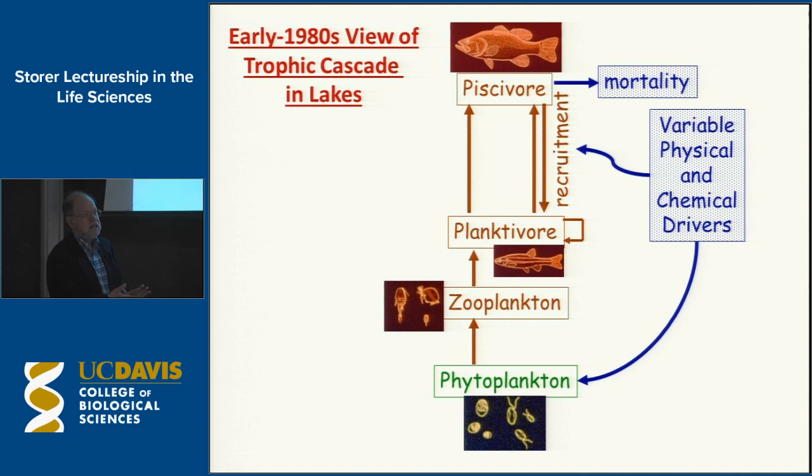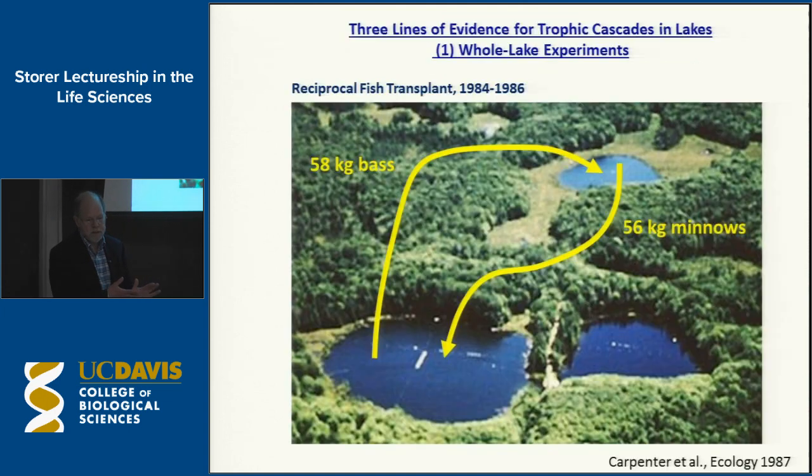In the early 1980s, we thought about trophic cascades as being a pretty vertical kind of process. So at the apex of the food web, you had piscivorous fish, large-bodied fish that ate other fish. They were subject to mortality largely by human predators through fishing. Those piscivorous fish ate smaller-bodied fish, planktivores, which ate zooplankton, which ate phytoplankton. There were some variable physical and chemical factors in there, and that was pretty much how it worked. One point I'll make through the talk is how this diagram became elaborated over time.